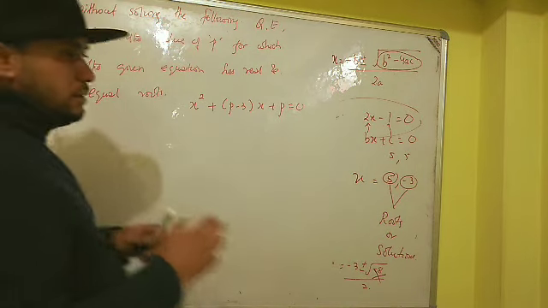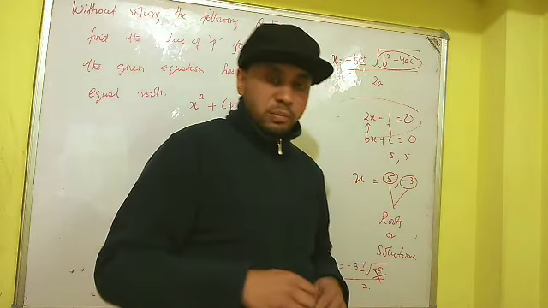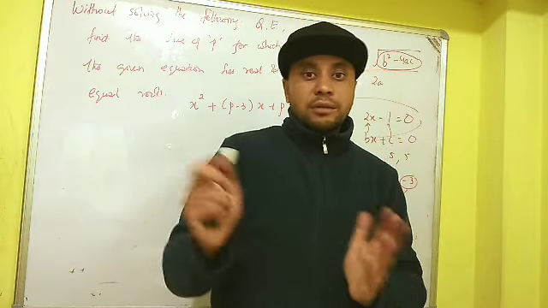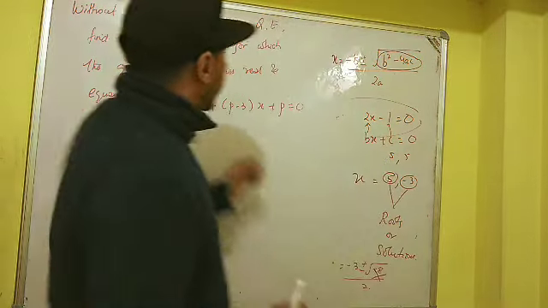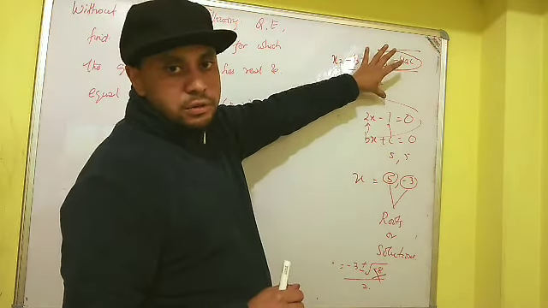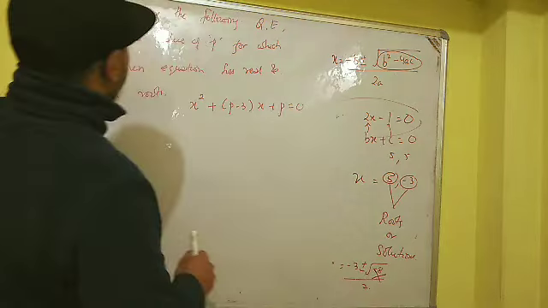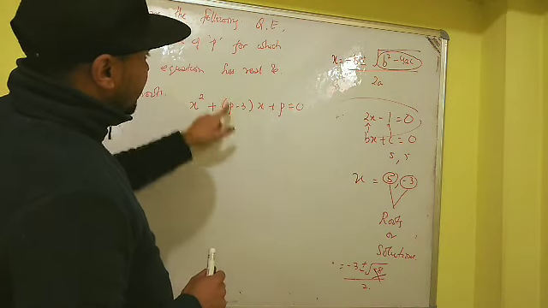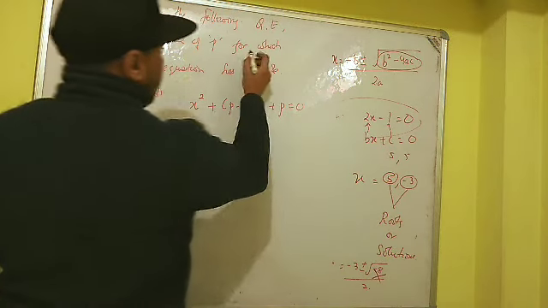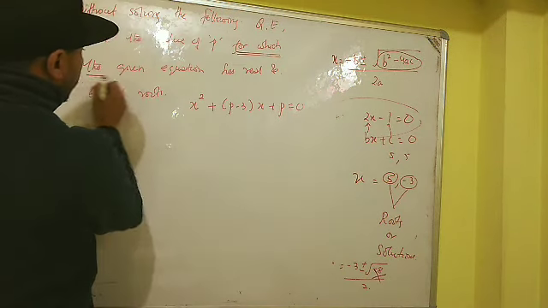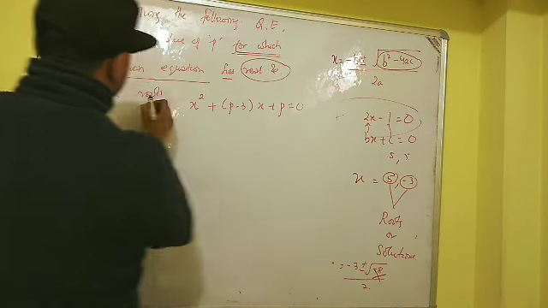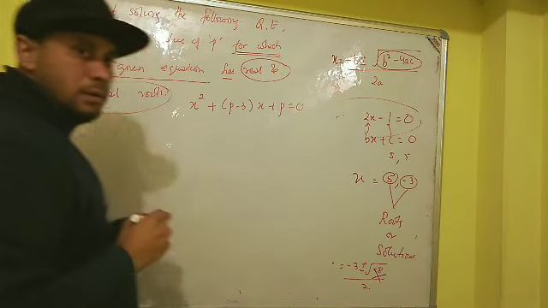Now here, if you go through the question, so again I'm repeating it, the questions are very, very important. What is given in the question, with that only we have to proceed. Without solving the quadratic equation, so that is, we cannot use Sridhar Acharya formula. Find the value of p for which the given quadratic equation has real and equal roots.